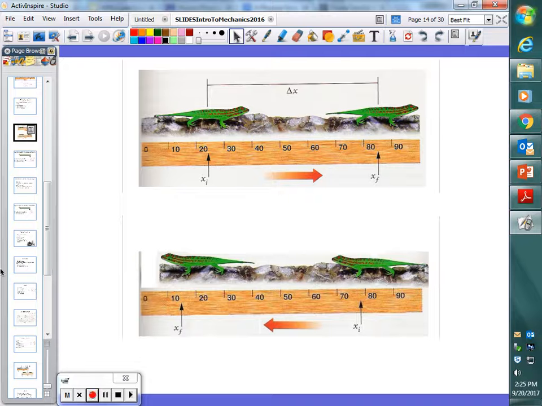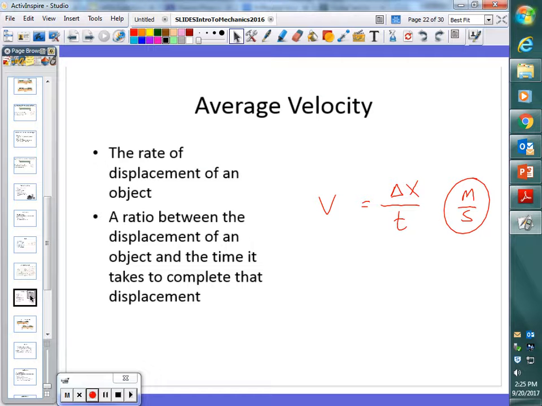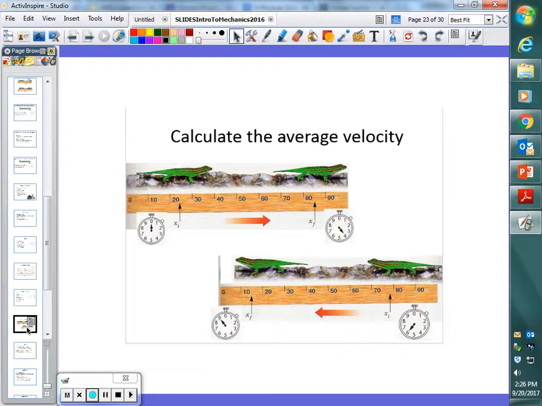So a lot of times we will represent displacement with delta x, the change in where it is on the x-axis. Does that sound good? All right. We still measure velocity in meters per second, but then, and this is I think where we left off yesterday, right? With the picture of these two lizards here?